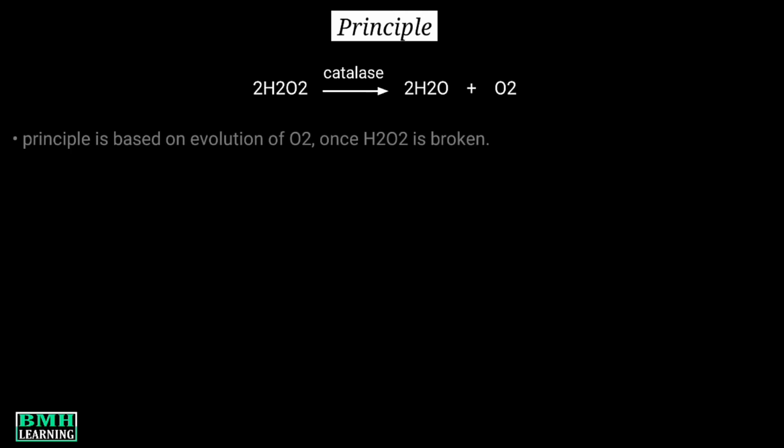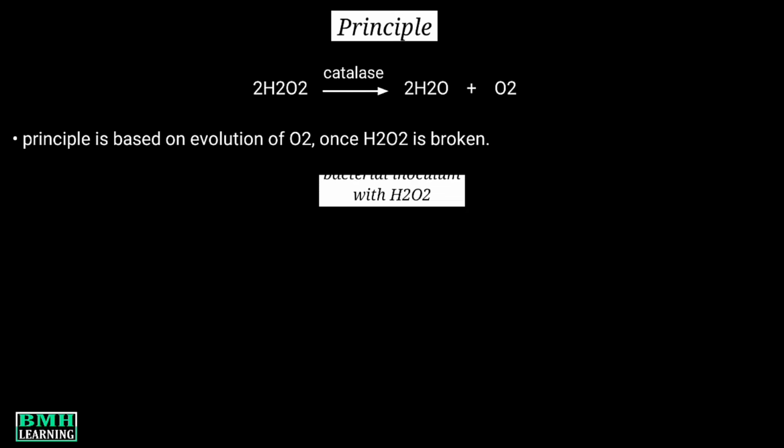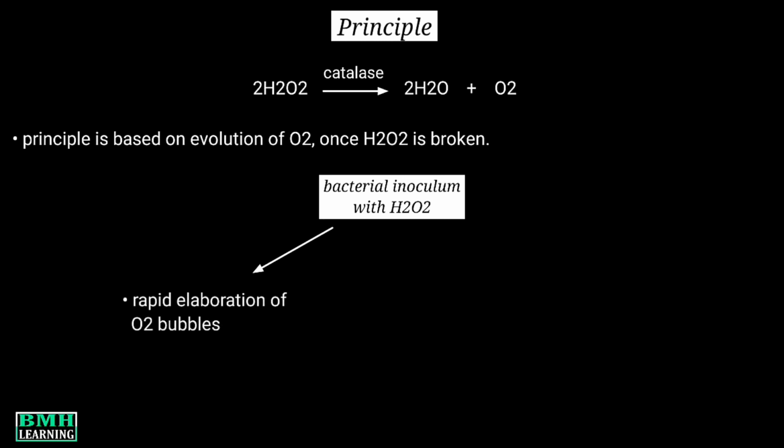Principle: the enzyme catalase is responsible for the breakdown of hydrogen peroxide into oxygen and water. The principle is based on the evolution of oxygen once the peroxide molecule is broken. So when a bacterial inoculum is treated with hydrogen peroxide, either there would be rapid elaboration of oxygen bubbles or absence of oxygen bubbles.